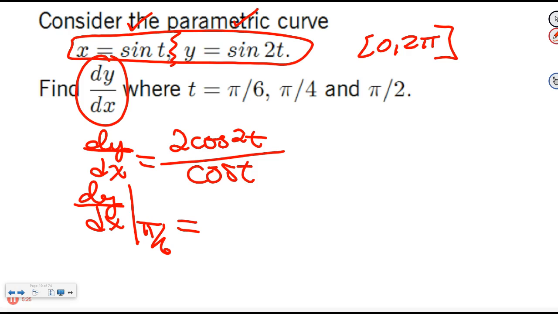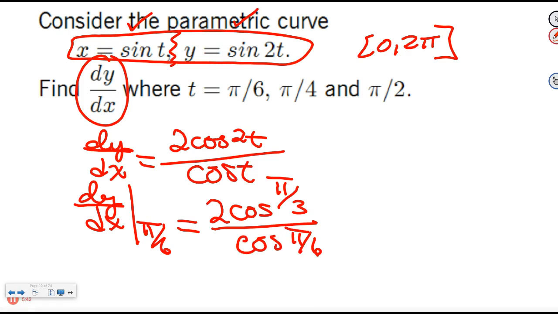Good so far? Easy, right? Just use a new formula and don't forget it. So we'd have 2 cosine pi over 3 on top. When I plug in pi over 6, on the bottom I'd have cosine pi over 6. I chose this one to bring the unit circle back because it's been a while. Are you confident in what cosine pi over 3 is? It is a half, so 2 times a half is 1.